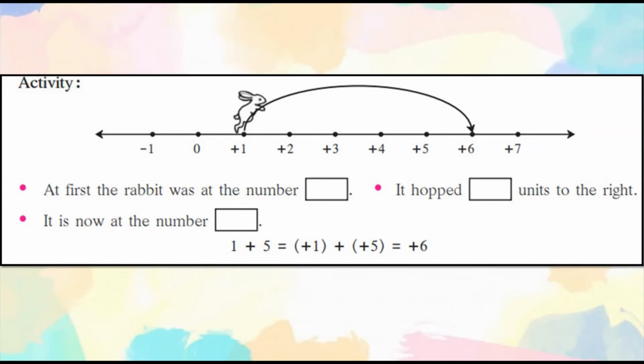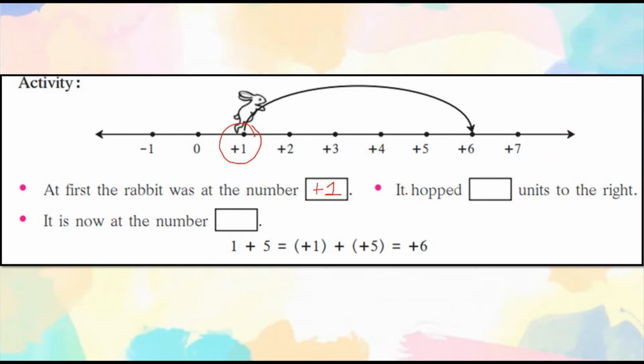In this activity, we have a number line and a rabbit. We just have to observe the rabbit, its hoppings and the number line. So the first question here is, at first the rabbit was at the number dash. So observe the number line. At first the rabbit was at number +1. So in this box I am going to write +1.